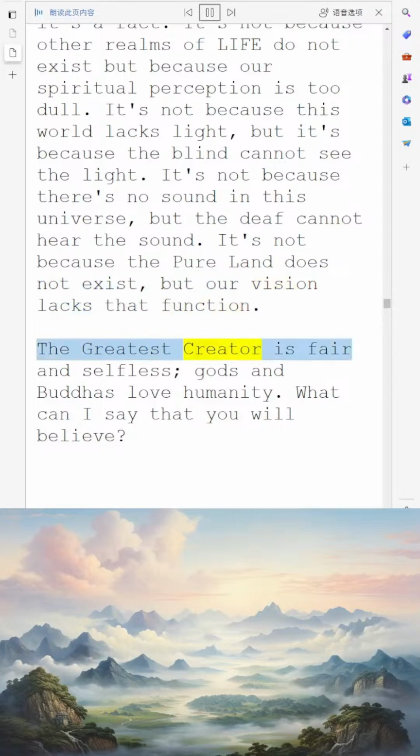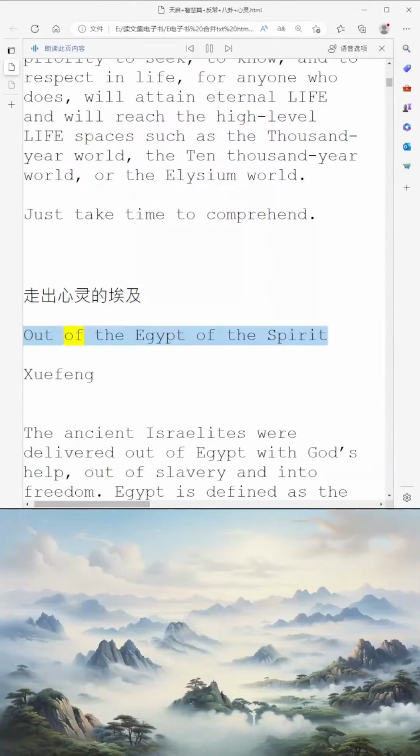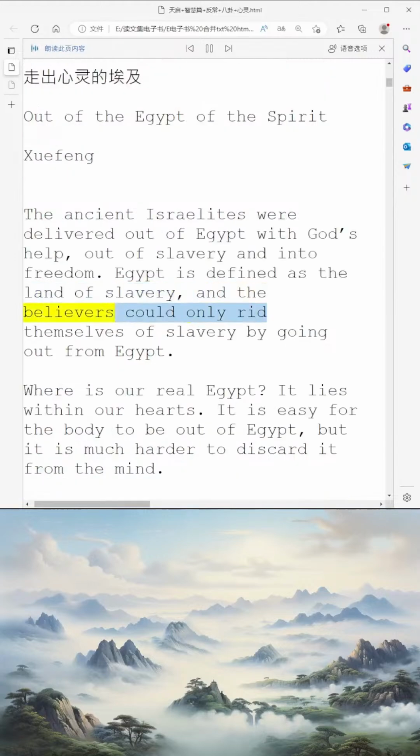The greatest creator is fair and selfless. Gods and Buddhas love humanity. What can I say that you will believe? Out of the Egypt of the Spirit. The ancient Israelites were delivered out of Egypt with God's help, out of slavery and into freedom. Egypt is defined as the land of slavery, and the believers could only rid themselves of slavery by going out from Egypt. Where is our real Egypt?